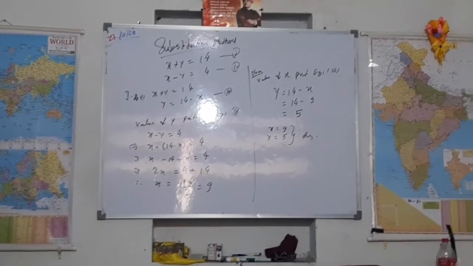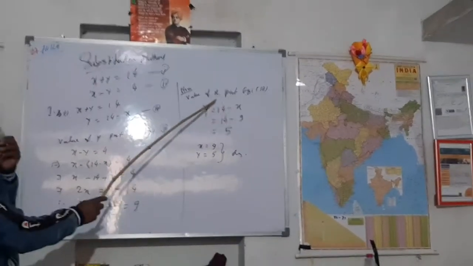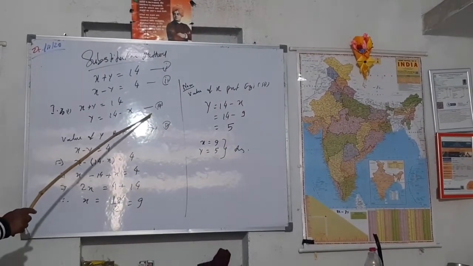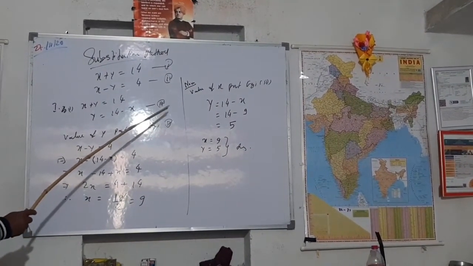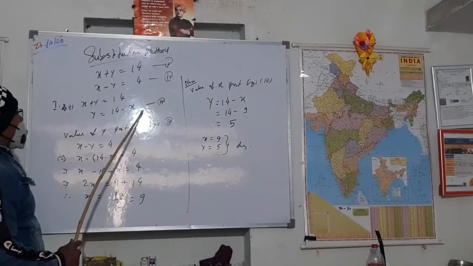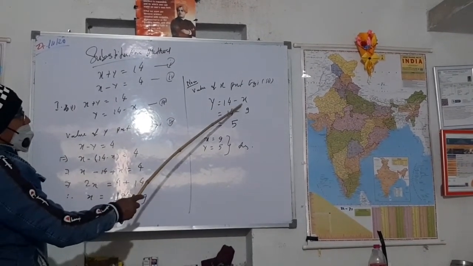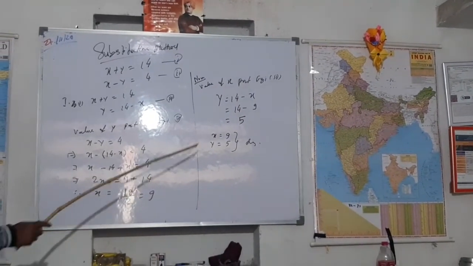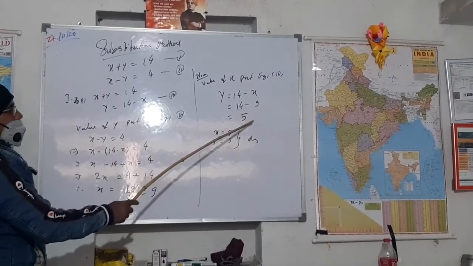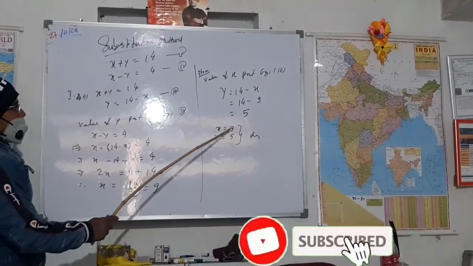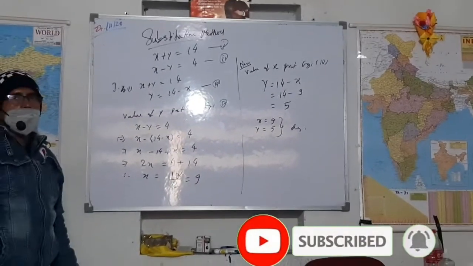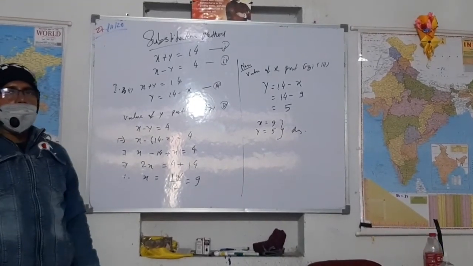Next, put the value of x in equation 3. Y is equal to 14 minus x, and the x value is 9. 14 minus 9, we get the answer 5. That means x is equal to 9 and y is equal to 5. This is the answer. Okay, this is complete.